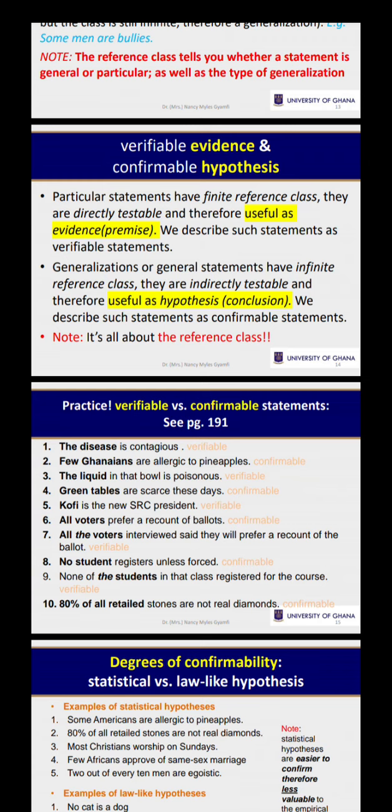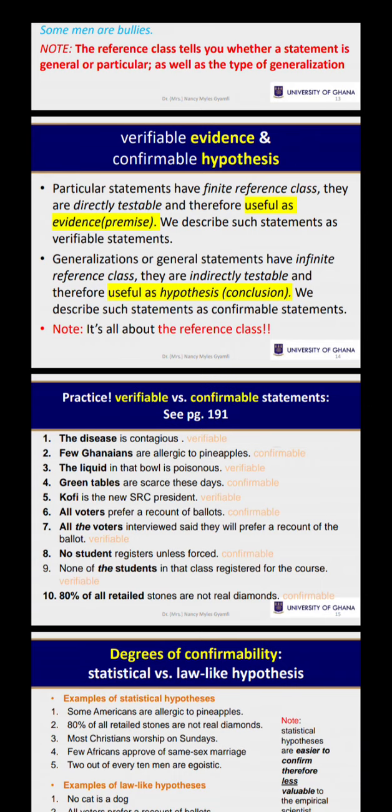Another example: Johnson Praise is a worship leader. If I say Johnson Praise is a worship leader, it is a verifiable statement because we can identify Johnson Praise, and he's only one person. We are talking about only one person, and it makes it a verifiable statement.